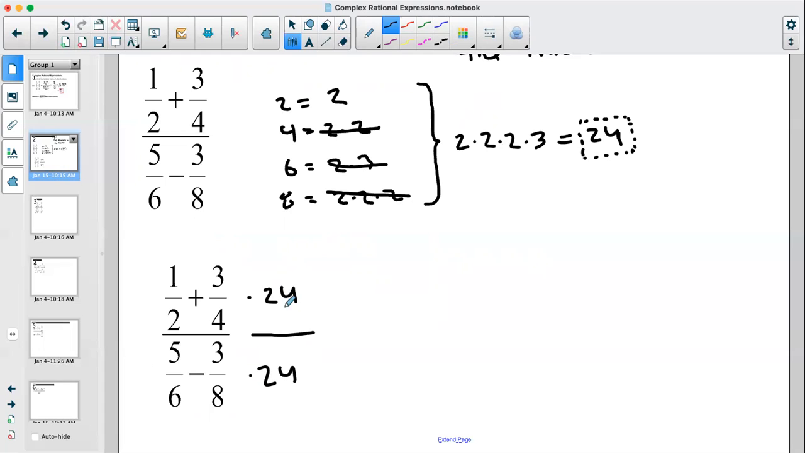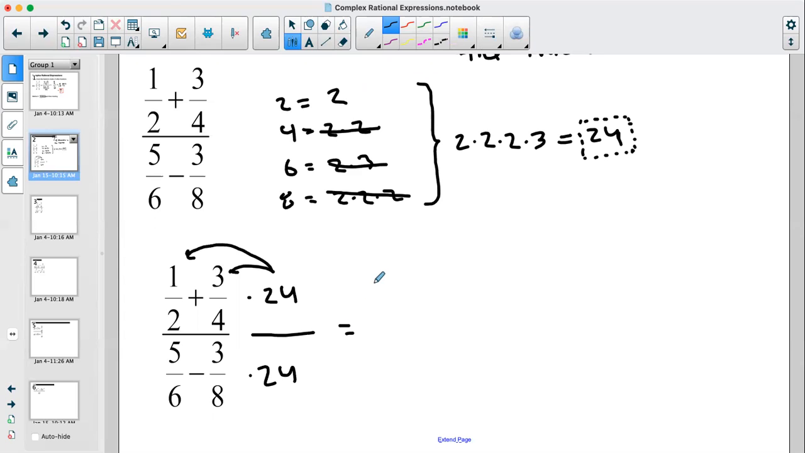And I can do that. 24 over 24 is just like the number 1. So I can multiply a fraction by 24 over 24 and not change its value, because multiplying anything by 1 does not change its value. So let's see what happens. Remember, I've got to distribute this to everything on the top and the bottom.